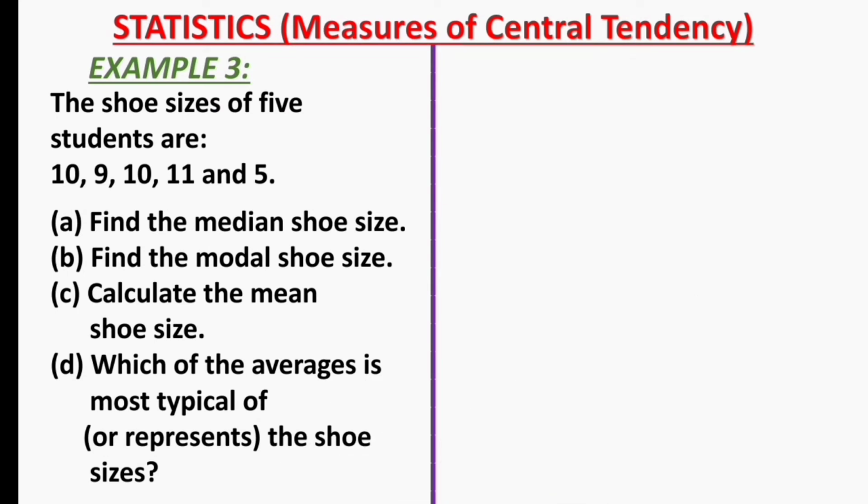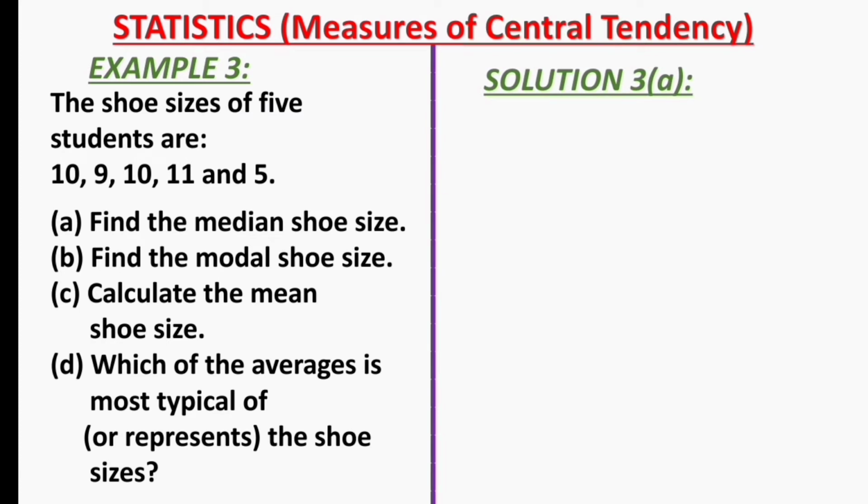Moving on, let's see our third example. Example 3. The shoe sizes of 5 students are 10, 9, 10, 11, and 5. Question A. Find the median shoe size. Question B. Find the modal shoe size. Question C. Calculate the mean shoe size. Question D. Which of the averages is most typical of or represents the shoe sizes? Let's see the solutions to question 3.